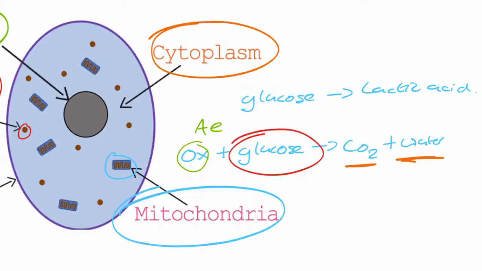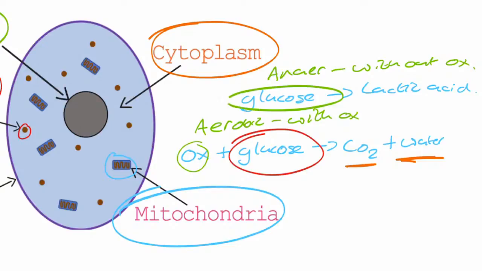Okay, so aerobic respiration, I'll write it down here. So aerobic is with oxygen. Anaerobic, you can see here, is without oxygen. Okay, so aerobic with, anaerobic without. So you can see for the anaerobic one, there's no oxygen present on the left side of the equation. And then on the right side, we get lactic acid.